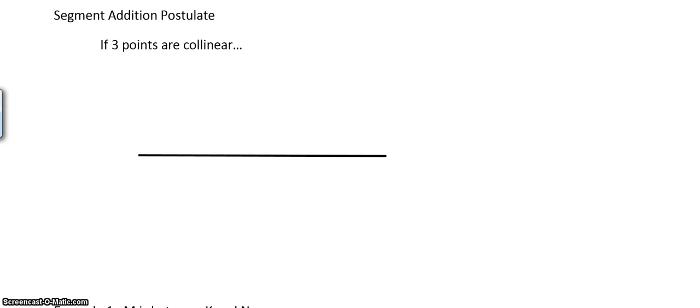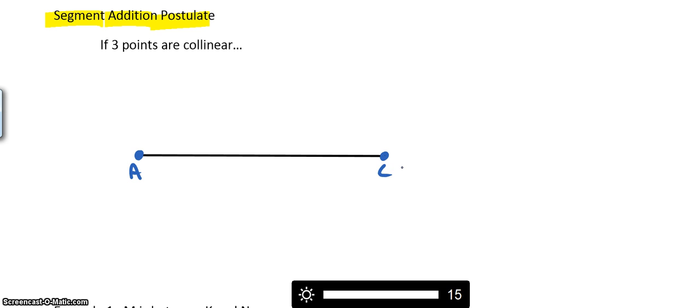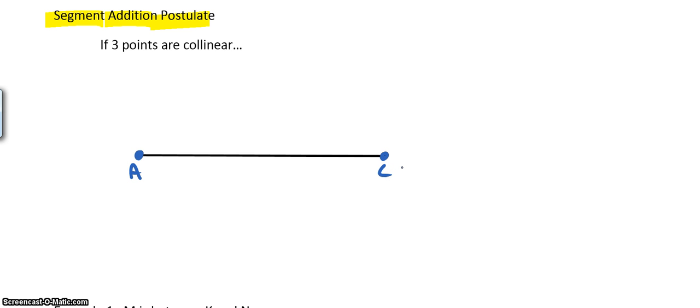Mr. Pagana at the helm, and today we're talking about the segment addition postulate. Now, the segment addition postulate basically says this. If you have one giant segment, let's call it AC, and there's some point in between there. It could be anywhere. Let's just put point B here for the sake of being.